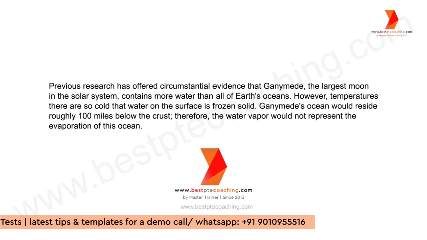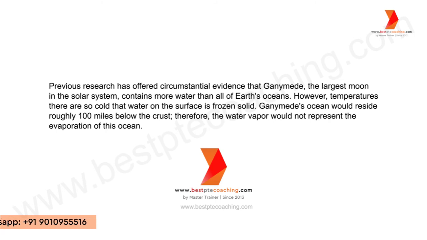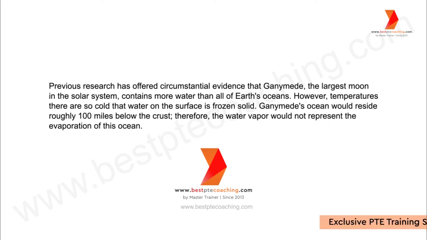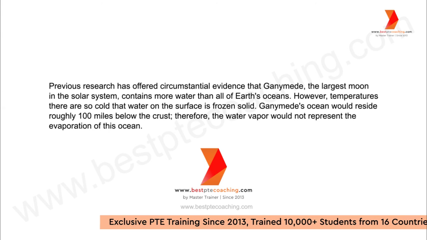Previous research has offered circumstantial evidence that Ganymede, the largest moon in the solar system, contains more water than all of Earth's oceans. However, temperatures there are so cold that water on the surface is frozen solid. Ganymede's ocean would reside roughly 100 miles below the crust, therefore, the water vapor would not represent the evaporation of this ocean.